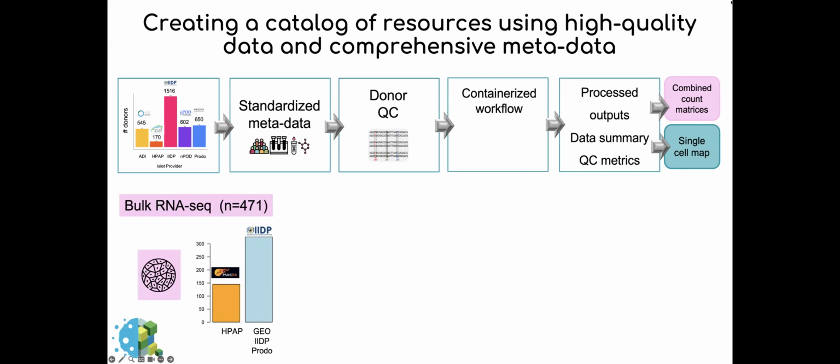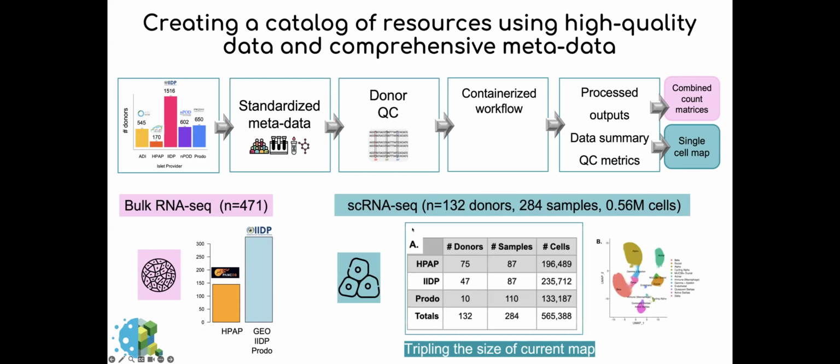So to give you a sense of the numbers, we now have data on bulk RNA for just shy of 500 samples. And you can see here that these are from IIDP and from HPAP. And we've also been able to put together a single cell map from HPAP, IIDP and Proto using this carefully curated data that we've worked very hard to ensure that we've got accurate metadata reporting.